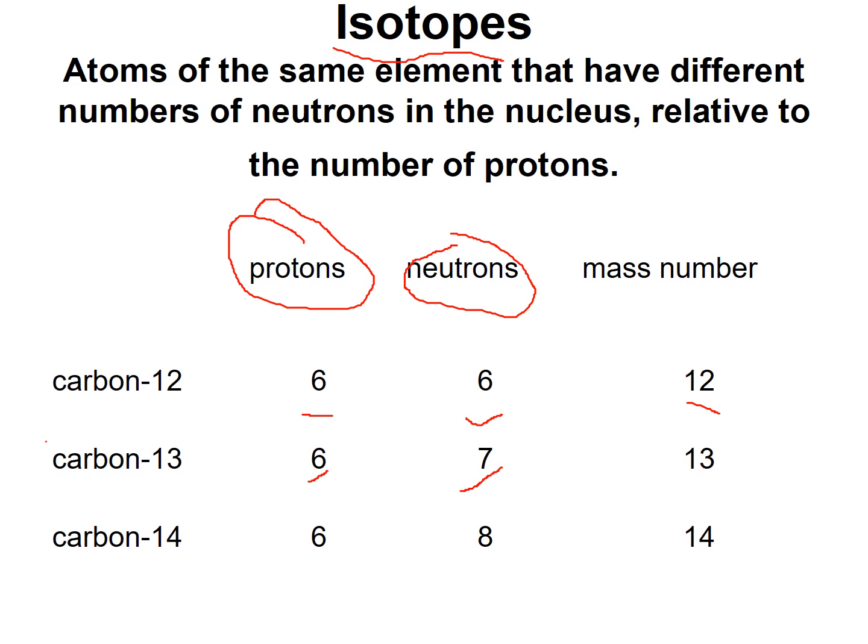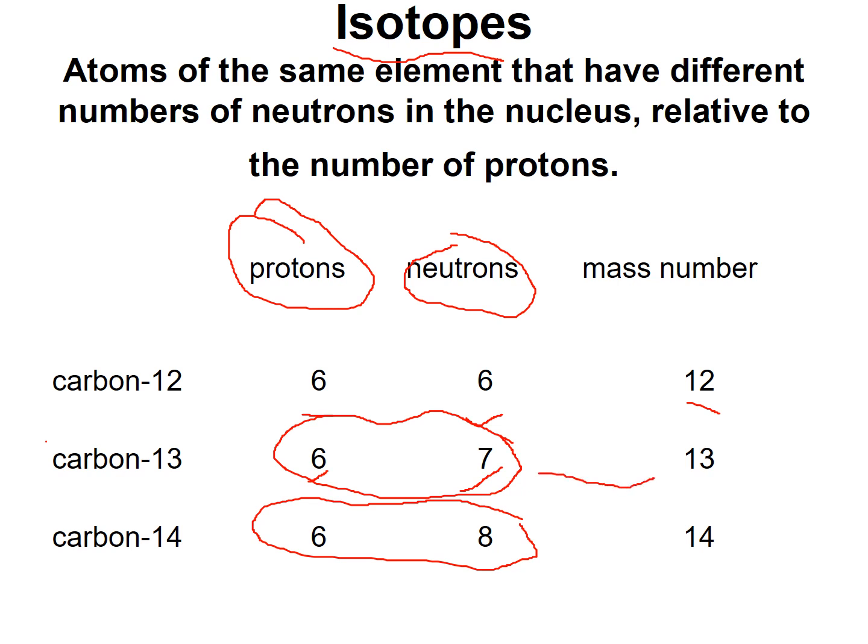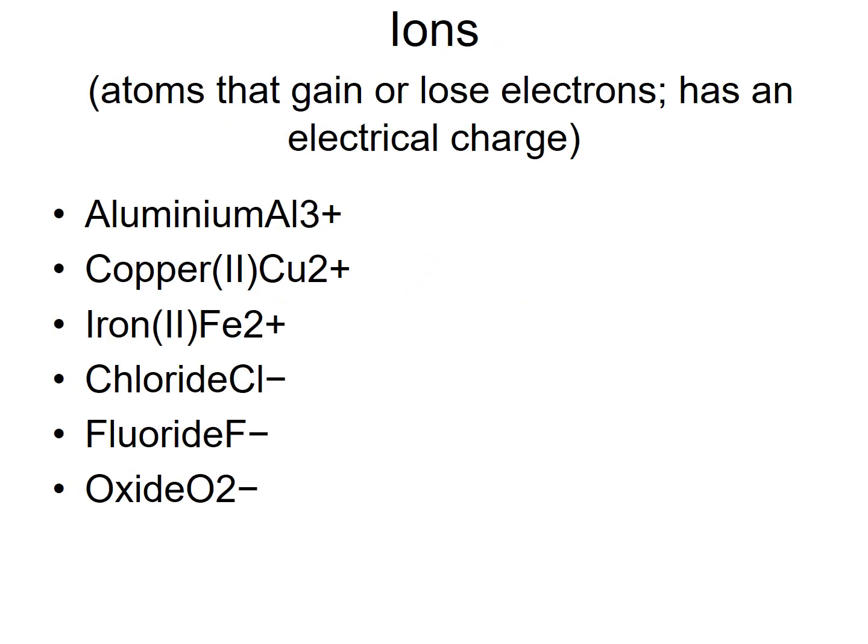So this is called an isotope, where you have a different number of neutrons relative to protons. That's an isotope. And you see, basically it has different mass numbers. So these are isotopes. Whereas with ions, it's different. You're going to have a different number of protons relative to electrons.